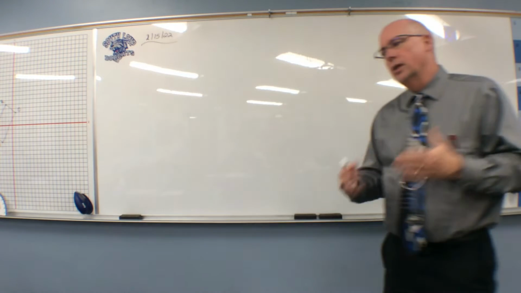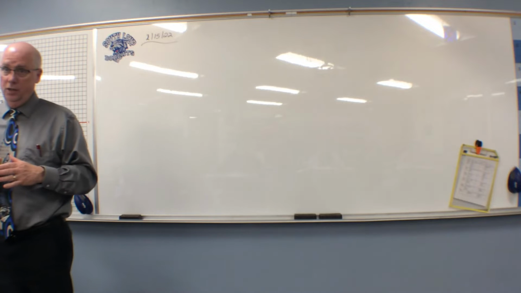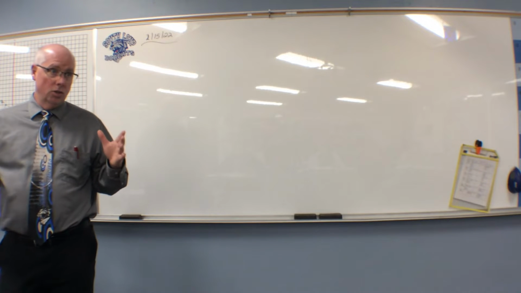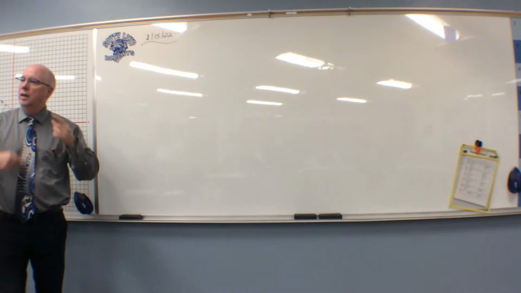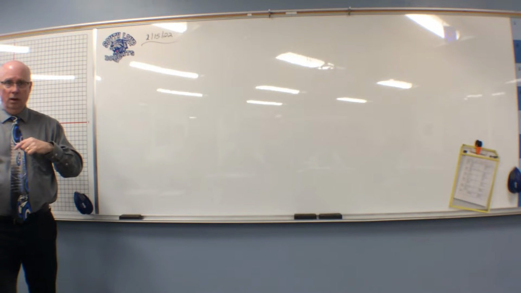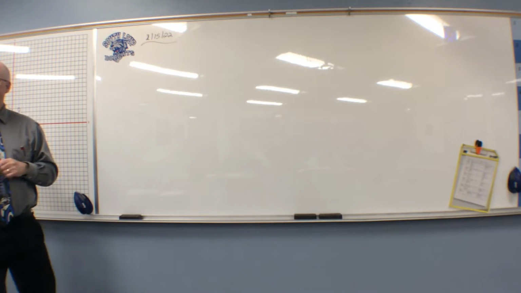Does that mean the diagonals are congruent? No, it means the diagonals bisect each other. That means they cut each other in two. All right. So what we're going to do is the converses of all those. We're going to look at how can you prove a quadrilateral is a parallelogram.